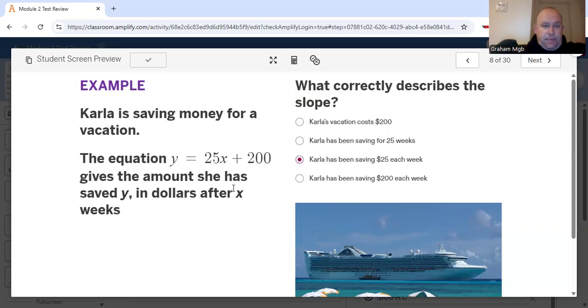So we also know from this, it does say in dollars after x weeks. So we know this has something to do with dollars as well. So we can also ignore this answer of 25 weeks here. This 200 would actually be the starting amount that she had. So the thing with the x is what changes. Therefore, 25 is changing. If she's saving, that's the amount of money she's saving each week. That's the thing that's changing.